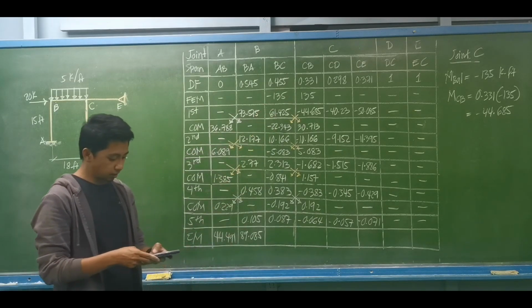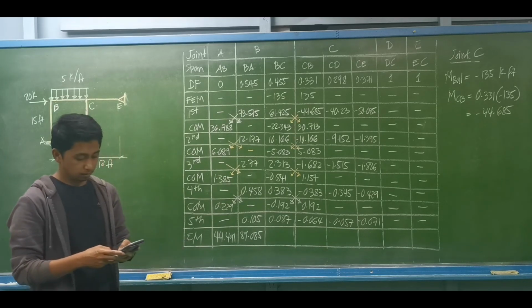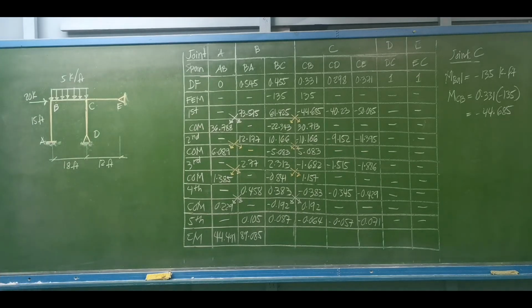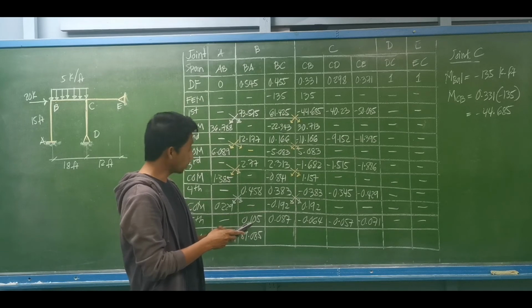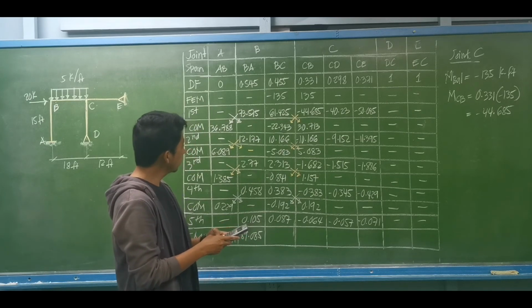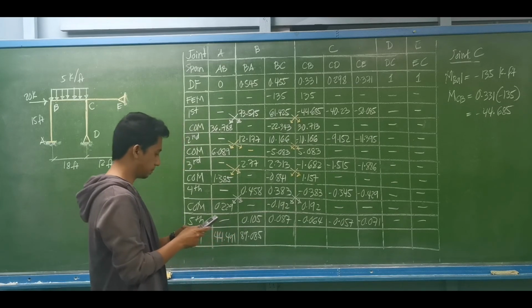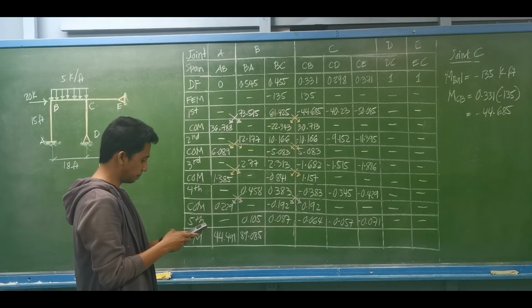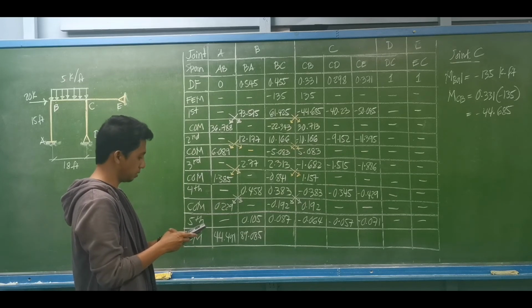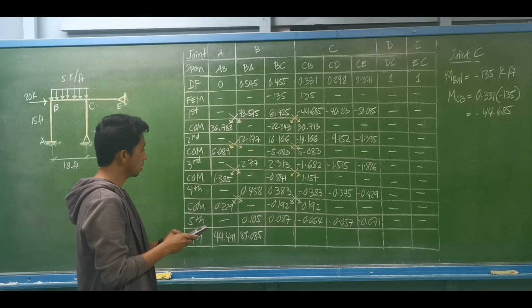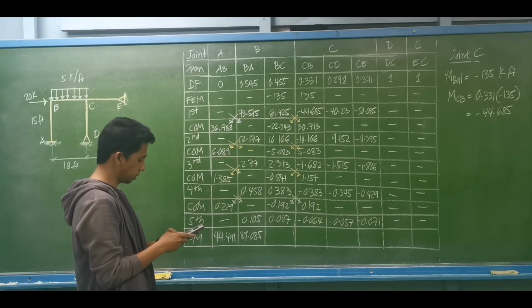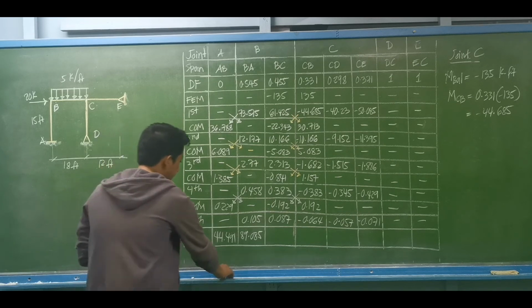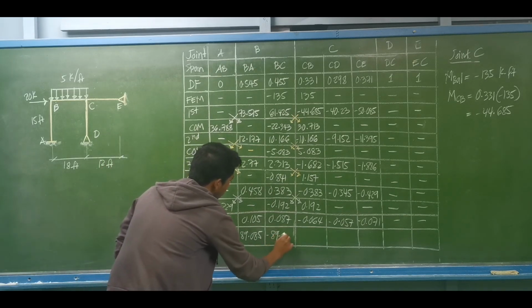we have negative 135 plus 61.425 minus 22.343 plus 10.166 minus 5.083 plus 2.313 minus 0.841 plus 0.383 minus 0.192 plus 0.087. So we have negative 89.085.